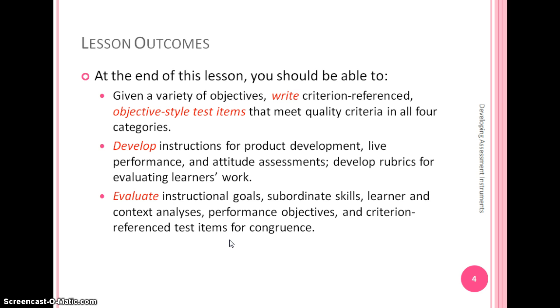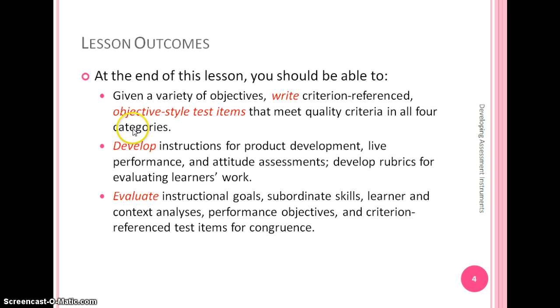So the lesson outcomes for tonight's online class are, at the end of this lesson, you should be able to, when given a variety of objectives, write criterion referenced, objective-style test items that meet quality criteria in all 4 categories. The categories are the entry behavior test, pre-test, practice test, and post-test. Next, develop instructions for product development, live performance, and attitude assessments. Develop rubrics for evaluating learners' work.